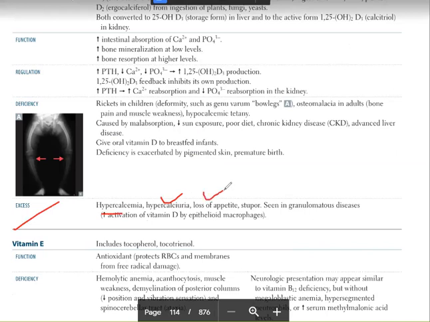Loss of appetite, stupor, seen in granulomatous diseases. I told you the kidney is the main organ, and there is increased activation of vitamin D by epithelioid macrophages. So you have to remember these two things in excess.